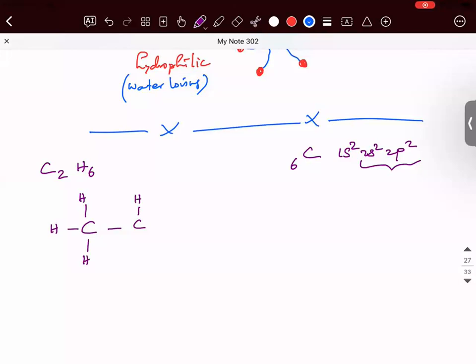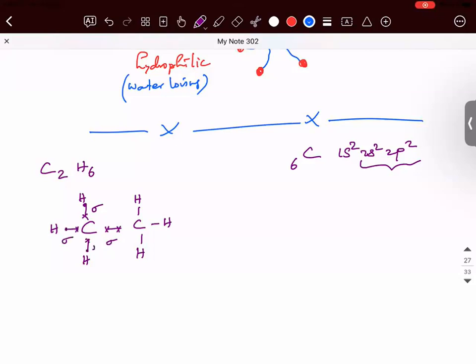What is a covalent bond? Mutual sharing of electrons between atoms is known as a covalent bond. One bond consists of 2 electrons. This carbon gives 1 electron and this carbon gives another electron, forming a bond. It's one covalent bond, known as a sigma bond. This carbon gives 1 electron and that hydrogen gives another electron. It is also a covalent bond, a sigma bond.